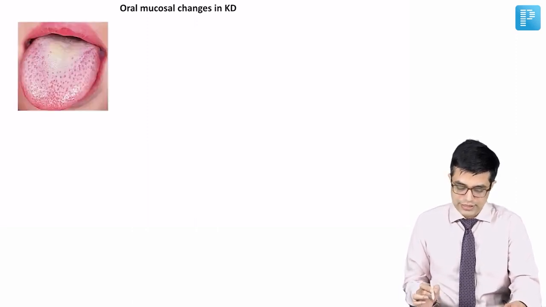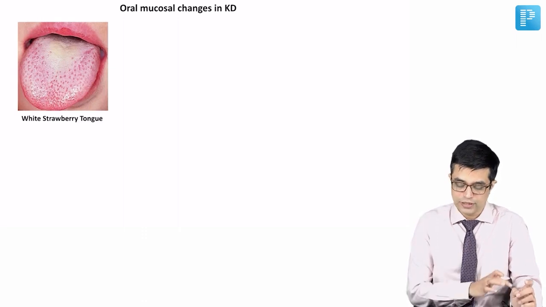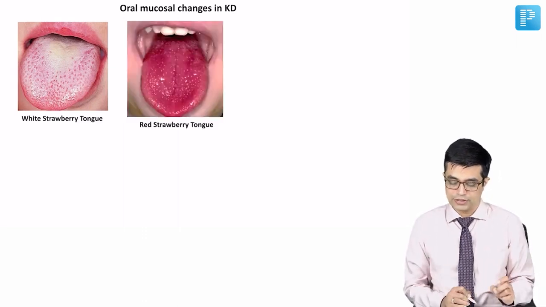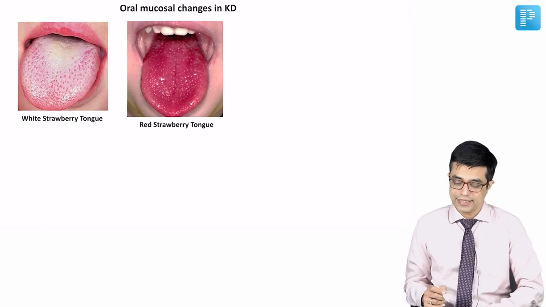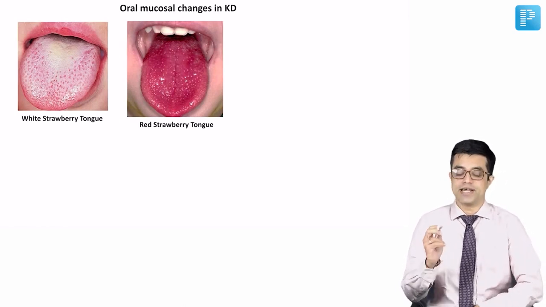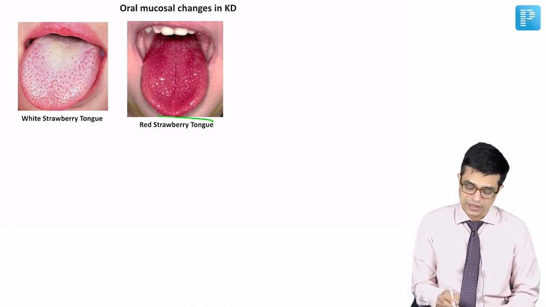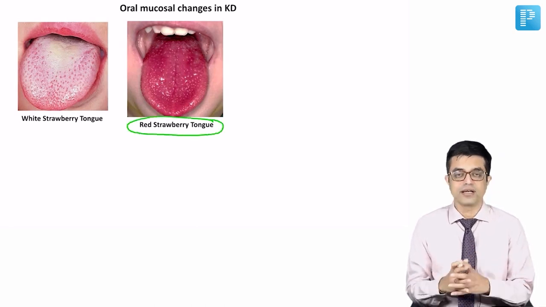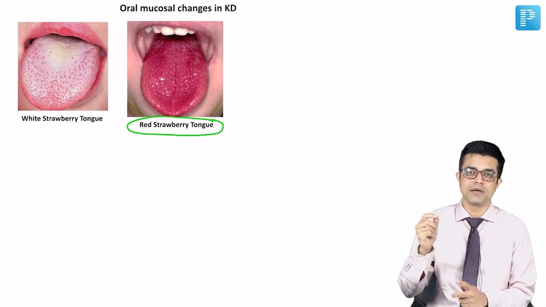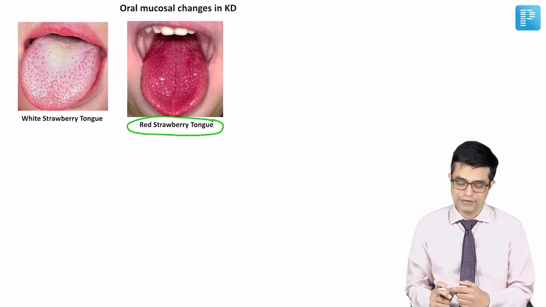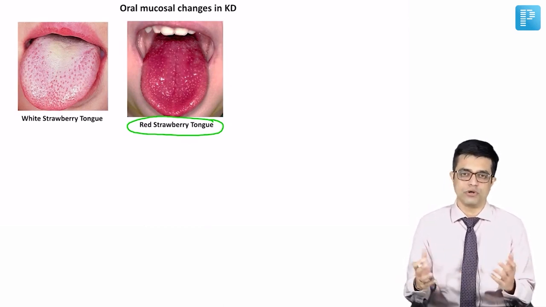So the oral mucosal changes, there are 2 types of tongue which are described in Kawasaki disease. One is the white strawberry tongue, second is the red strawberry tongue. When not mentioned, when not specified, strawberry tongue refers to the red strawberry tongue. There is a dark red colored tongue and multiple hypertrophied papillae are present on the surface, giving a red strawberry or simple strawberry appearance.